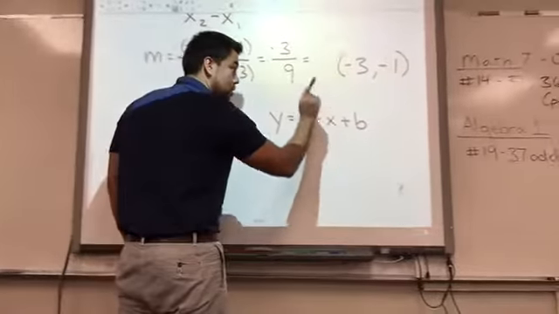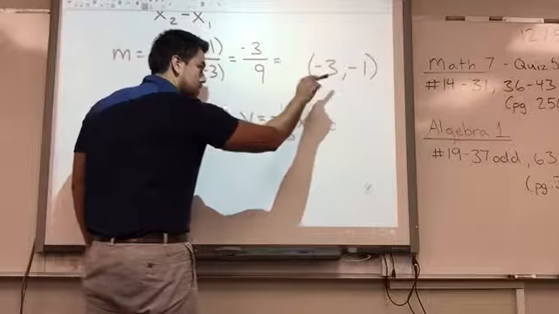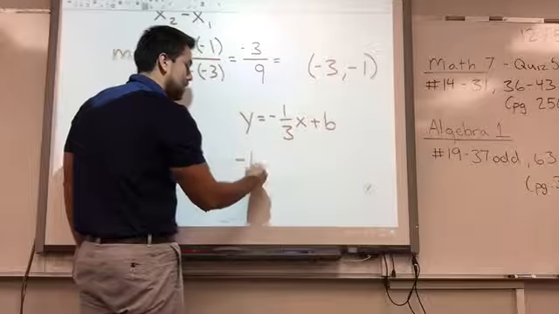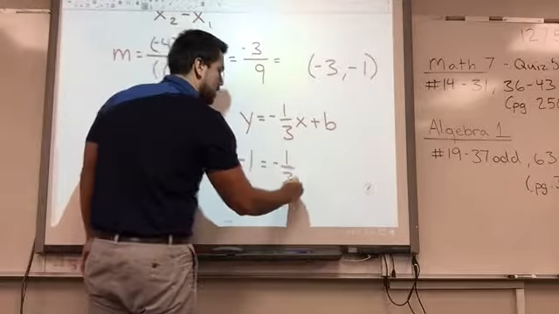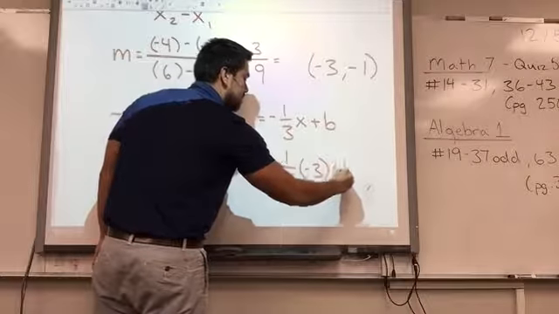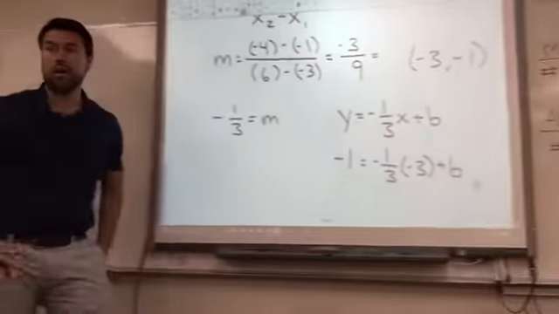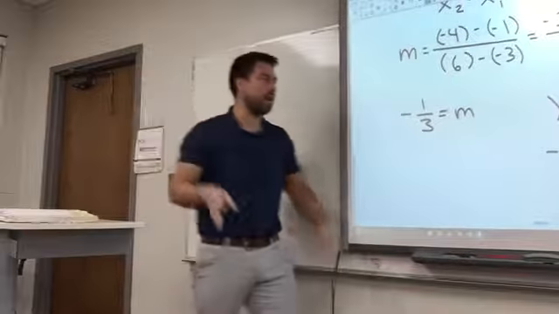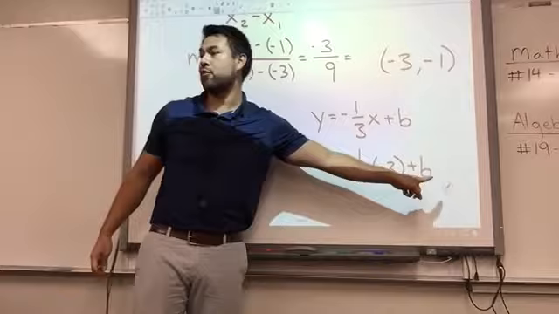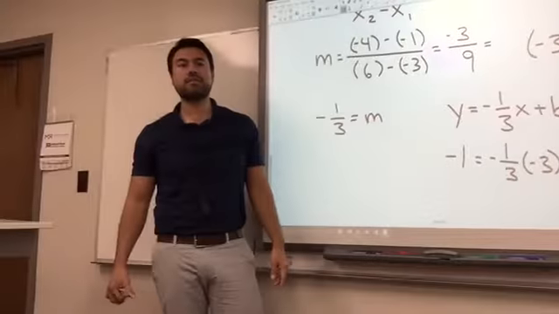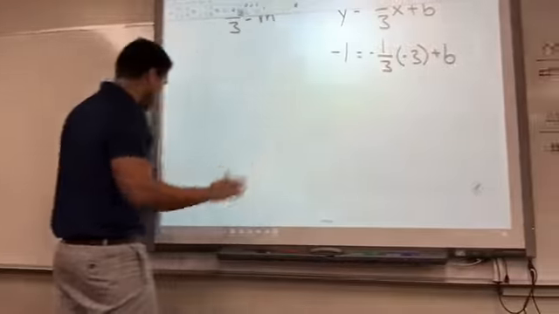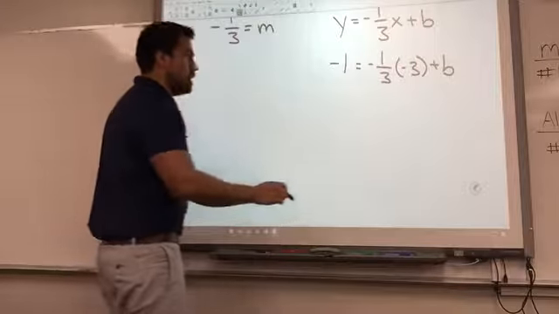So what does x equal? What does y equal? Then could I solve for b? Well, let's see here. -1 equals -1/3 times -3 plus b. What did I do there? I substituted the x and the y with these coordinates. And could I solve for b now? Could I solve for b? Okay, so let's see if we can do that. If you can do it on your own, great. If you can't, we'll work it out together.